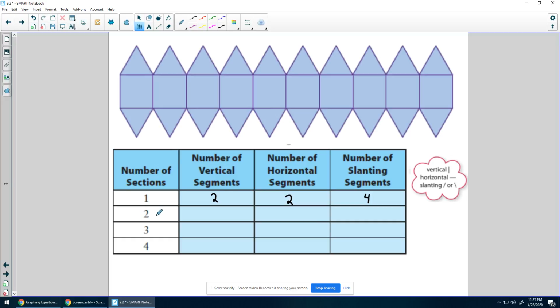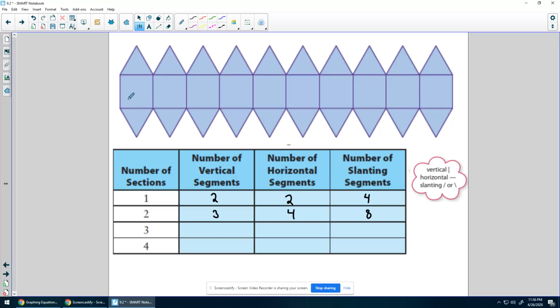Next one, section 2. How many vertical do we have? 1, 2, 3. How many horizontal? 2, 3, 4. And slanted, 1, 2, 3, 4, 5, 6, 7, 8. We should already start to see a pattern. Typically, you can see it after 3 for sure. Gives you a better idea, but let's do 3 sections here.